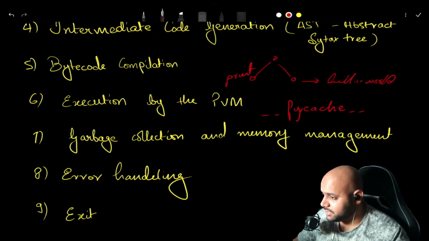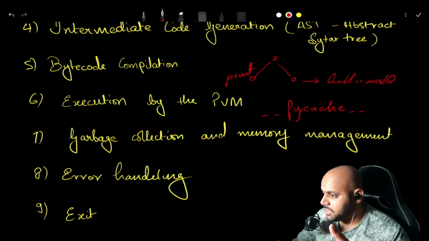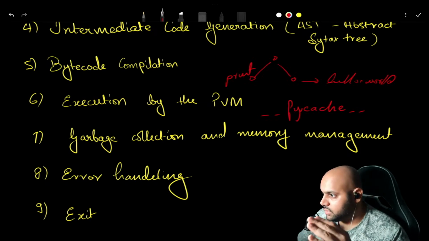The PVM interprets bytecode line by line, and it performs the actual instructions like printing to the screen, performing any arithmetic, interaction with files, or whatever instructions you've given it. And at this stage, the Python code is executed and you get to see the output or the results. Okay, and after that, when you see the output, a garbage collection and memory management process comes.